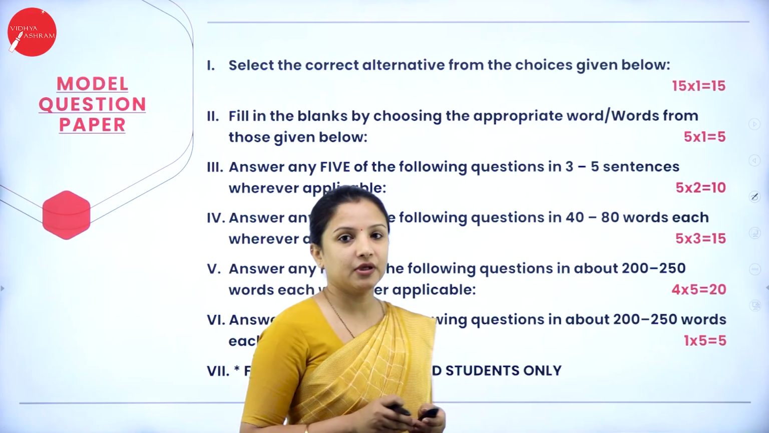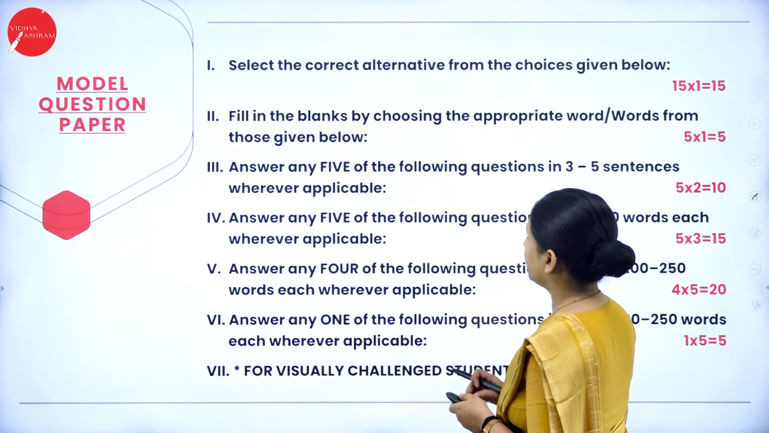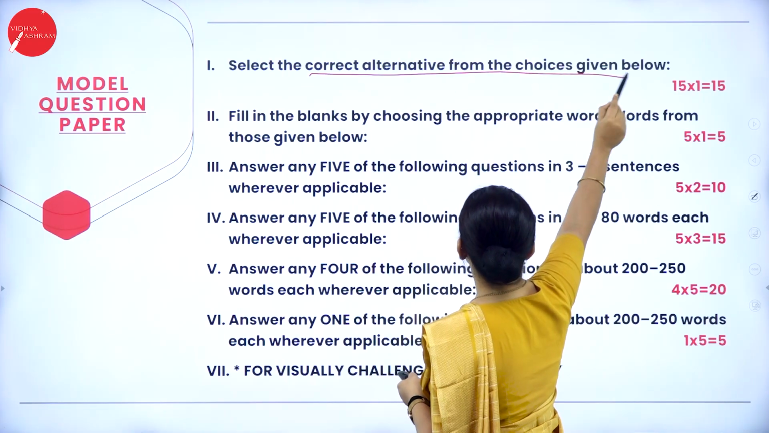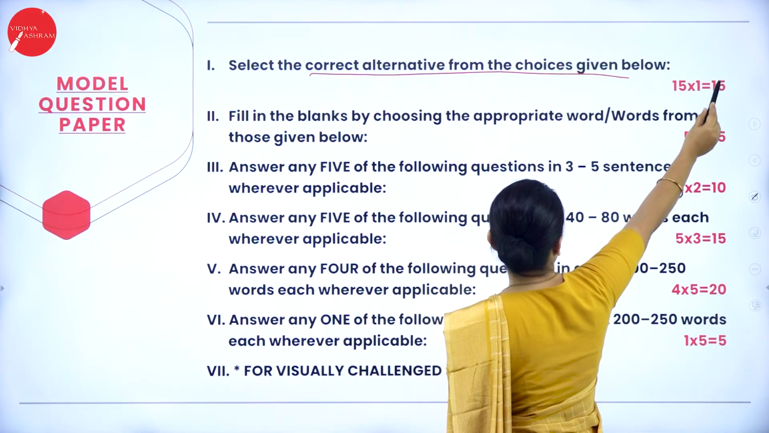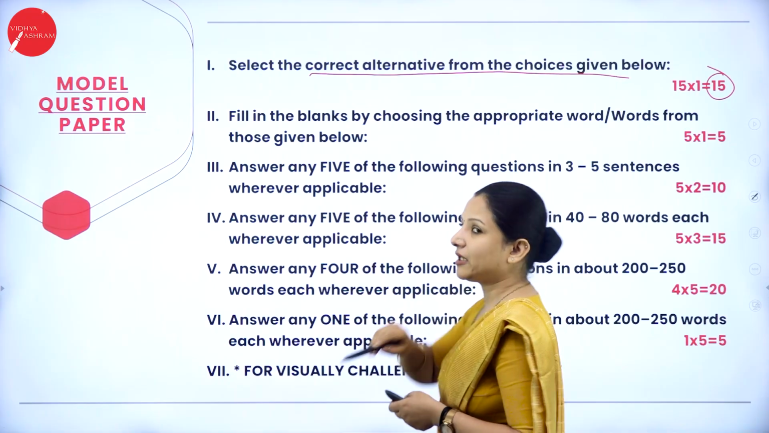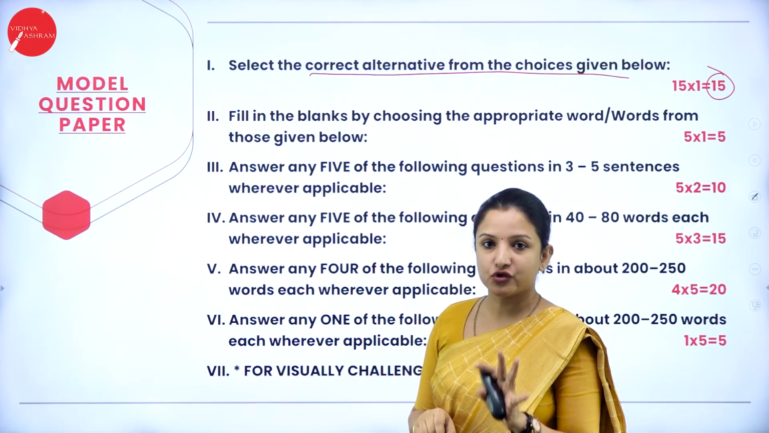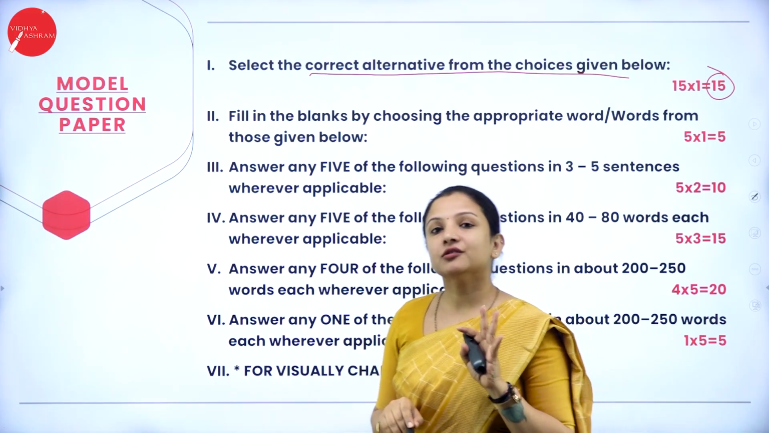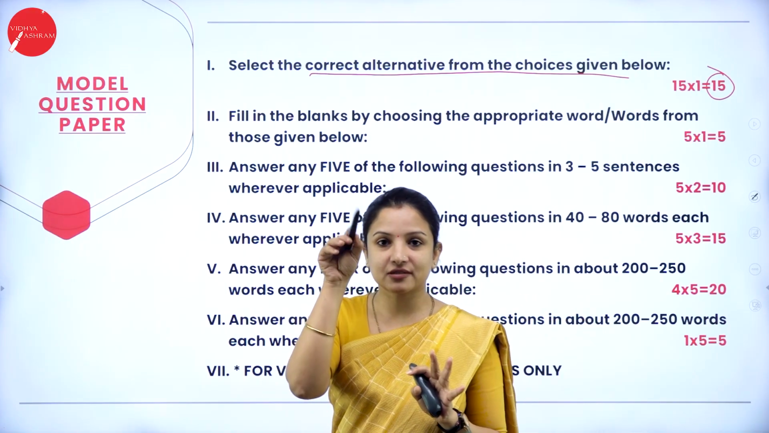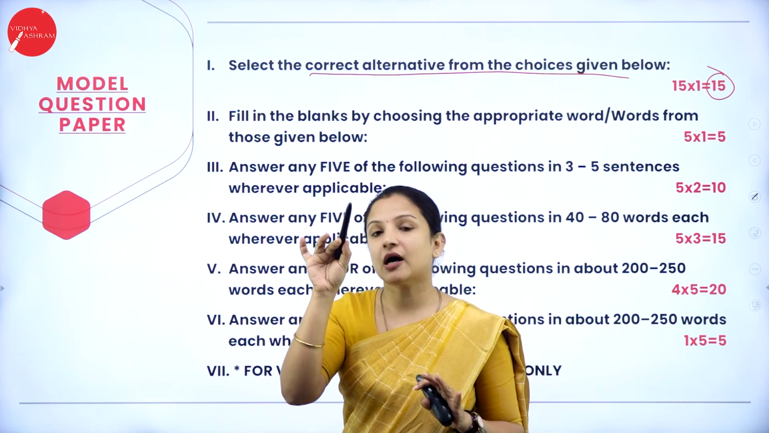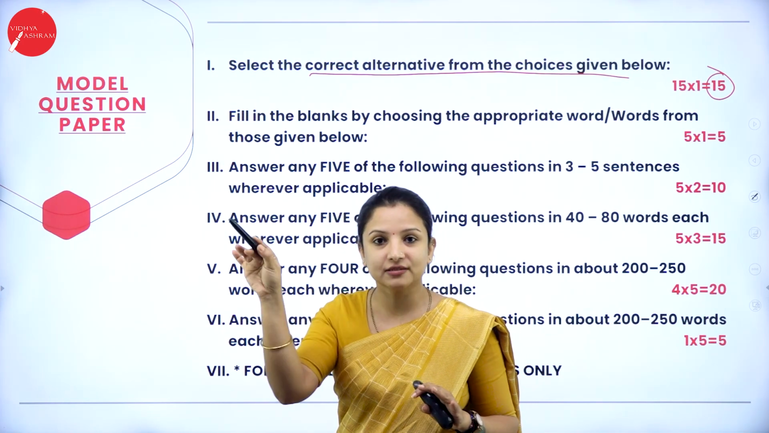So let's start with the pattern of the question paper. The first main consists of: select the correct alternative from the choices given below. That is 15 questions carrying 1 mark each. 4 options will be given. Out of that, you have to choose the correct one and write. It is always better not to just write the alphabets A, B, C, D and leave it. Please, under A, if the answer is option A, what is it?